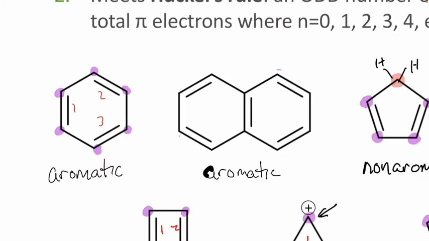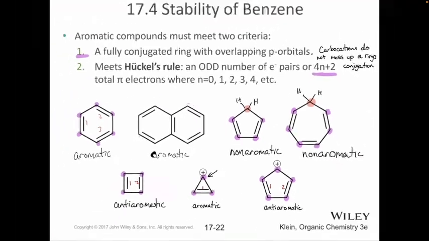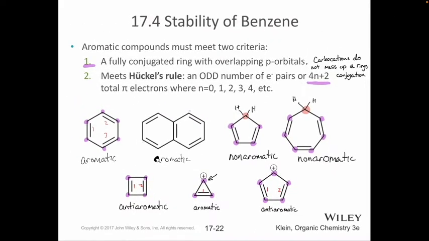If each pair represents 2, that would be a total of 6 electrons, right? So how it was taught to me back in the day was this 4n+2 rule, where you're talking about the total number of electrons. To be clear, what the heck does that mean? 4n+2 is really a shorthand. It's not a math problem where you're solving for n.